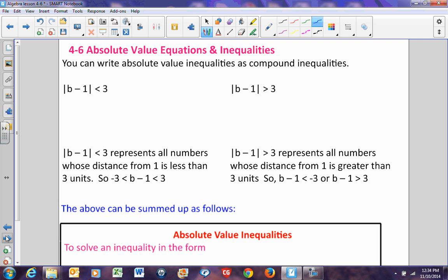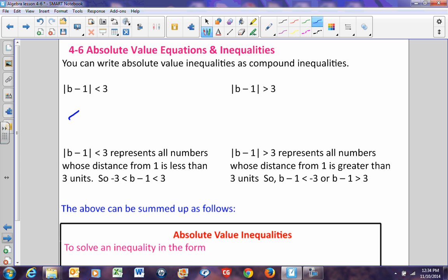Now, you can write absolute value inequalities as compound inequalities. Let's take a look at this absolute value. The absolute value of b minus 1 is less than 3. Simply what that means is, no matter what I do, b is going to be less than 3. So I'm going to solve this: the absolute value of b minus 1 is less than 3 represents all numbers whose distance from 1 is less than 3 units.